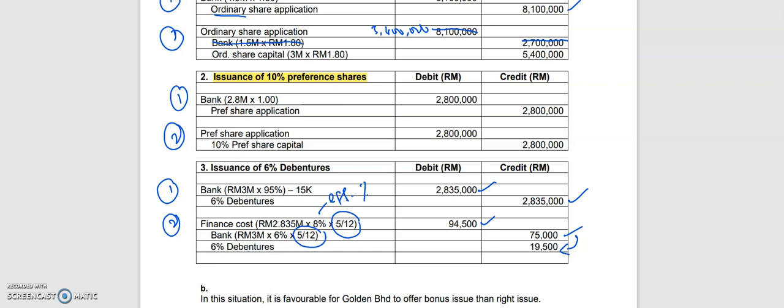So at the end, actually please add another transaction here. You still remember? You have to close the finance cost account, right? Credit finance cost, which is just a formality, 94,500, and debit to where, class? Retained earning, 94,500. You have to be consistent.